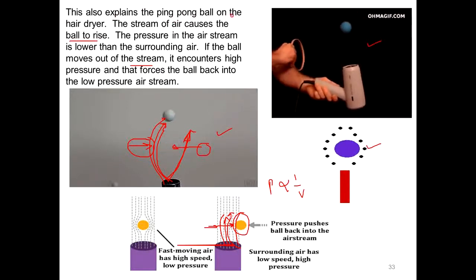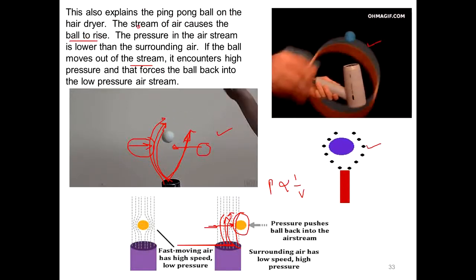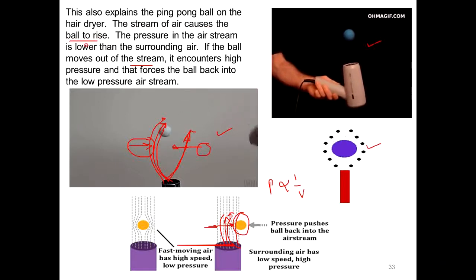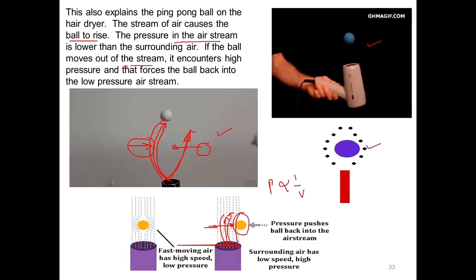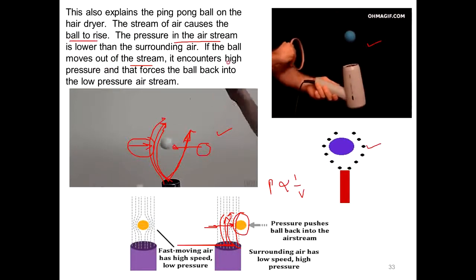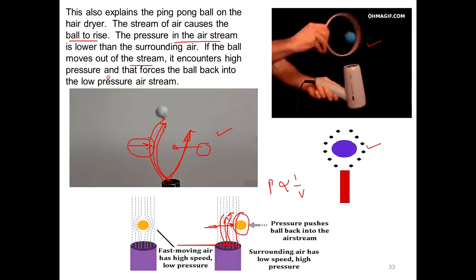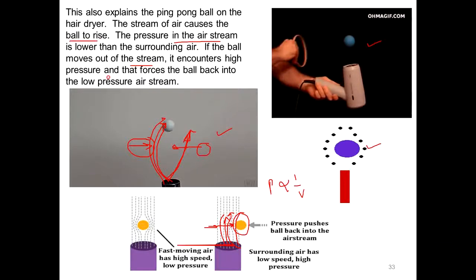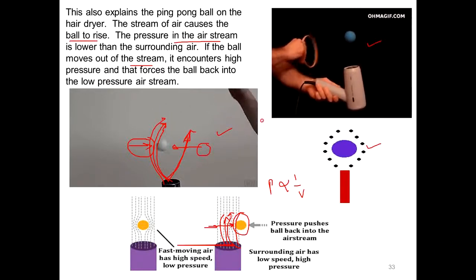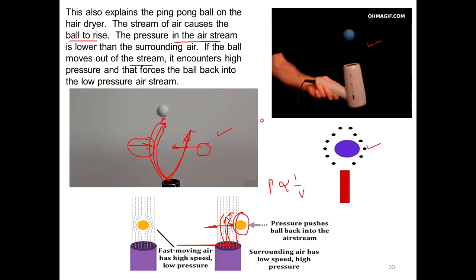So the ping pong ball on the hair dryer: the stream of air causes the ball to rise, then the pressure in the air stream is lower than the surrounding air. If the ball moves out of the stream, it encounters high pressure, and that forces the ball back into the low pressure air stream. So this is also one of the applications of Bernoulli principle, that is the ping pong ball.